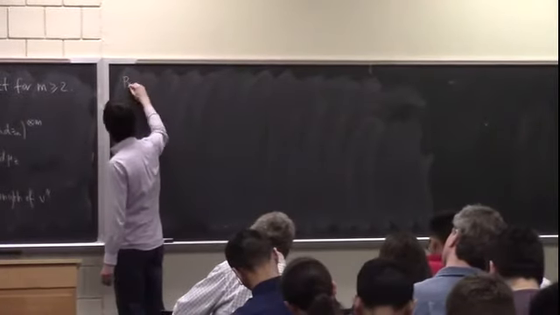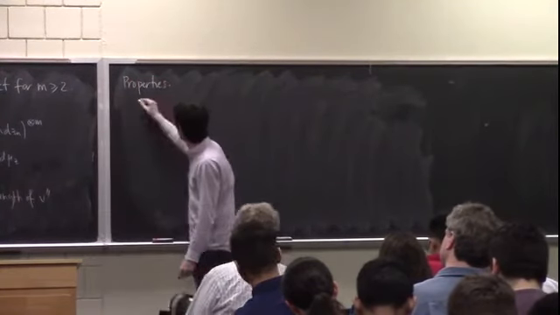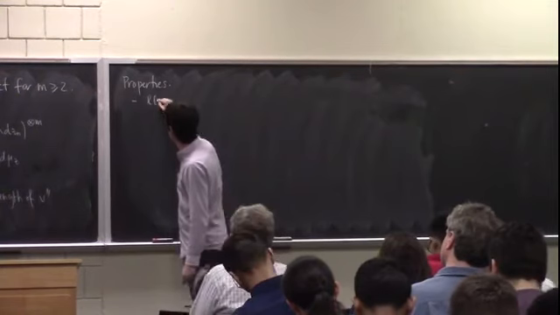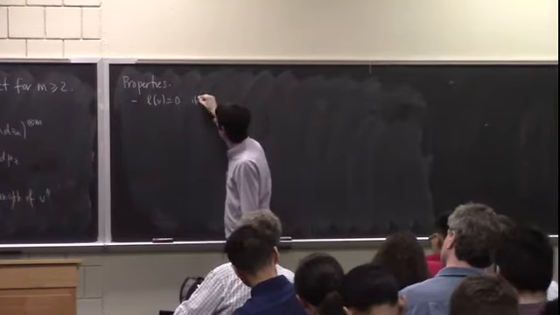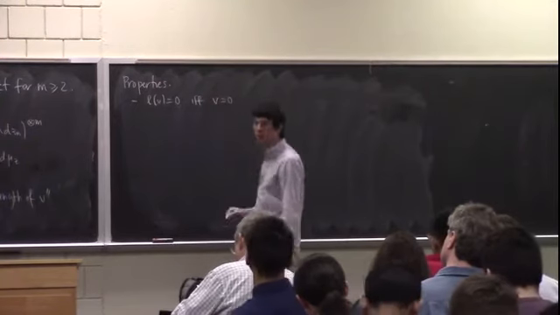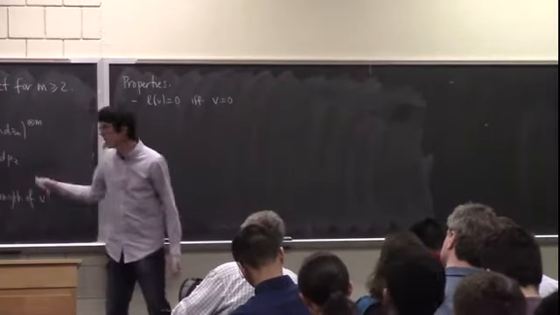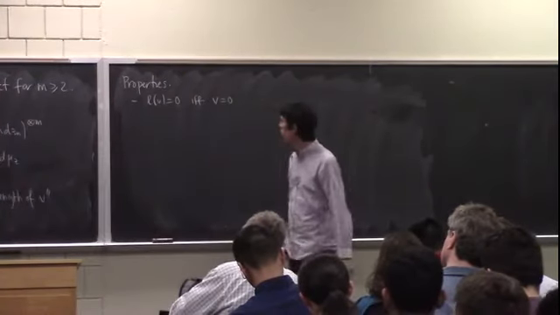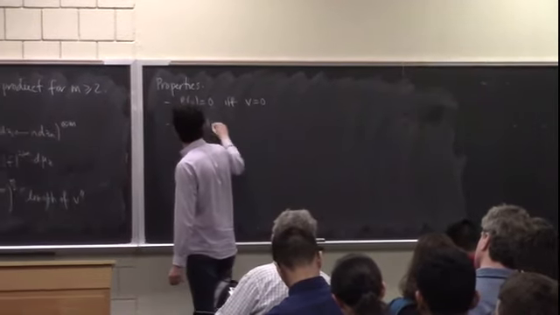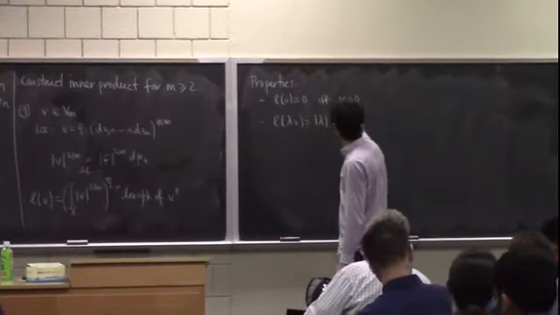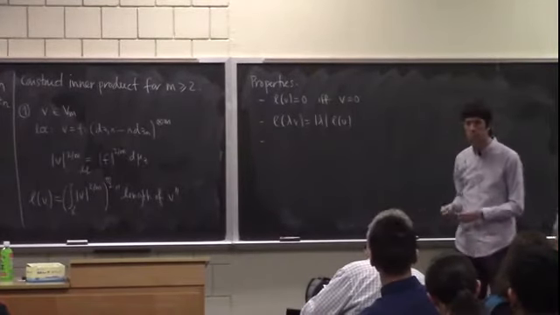Okay, so what do we see about this? It's still positive definite, in the sense that the length is 0 only if v is 0, because I'm still just integrating some power of the absolute value. This is also linear in the sense that a constant will come out like this. But in general it won't be a norm. It's not a norm.